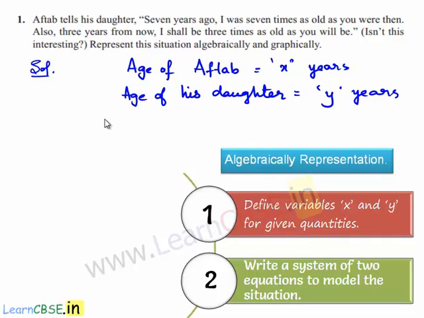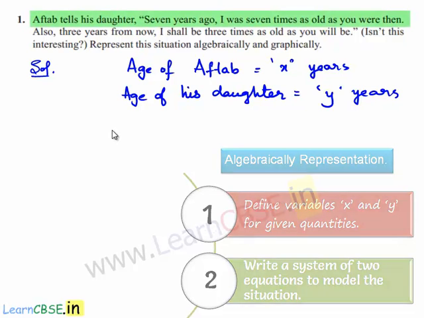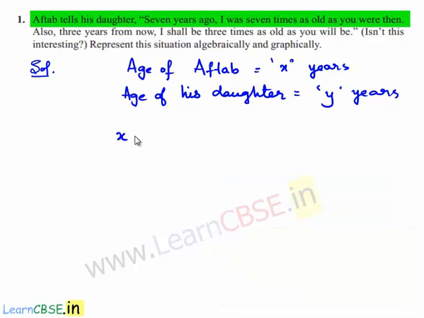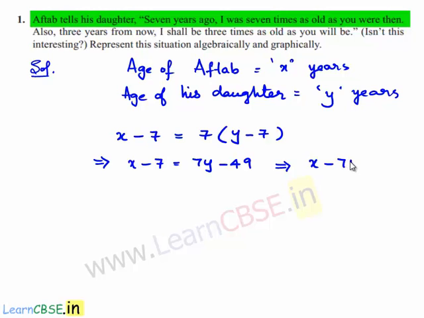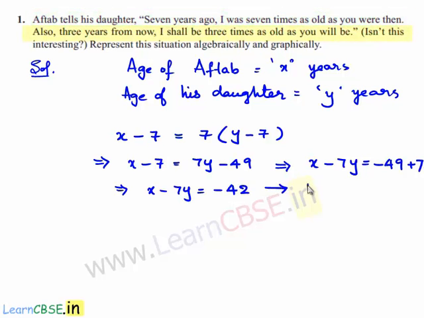According to the first condition, before 7 years, the age of Aftab would be x minus 7, and this is equal to 7 times the age of his daughter before 7 years, which is nothing but y minus 7. This implies x minus 7 is equal to 7y minus 49. On rearranging the terms, we get x minus 7y is equal to minus 49 plus 7, which implies x minus 7y is equal to minus 42. Let this be equation number 1.